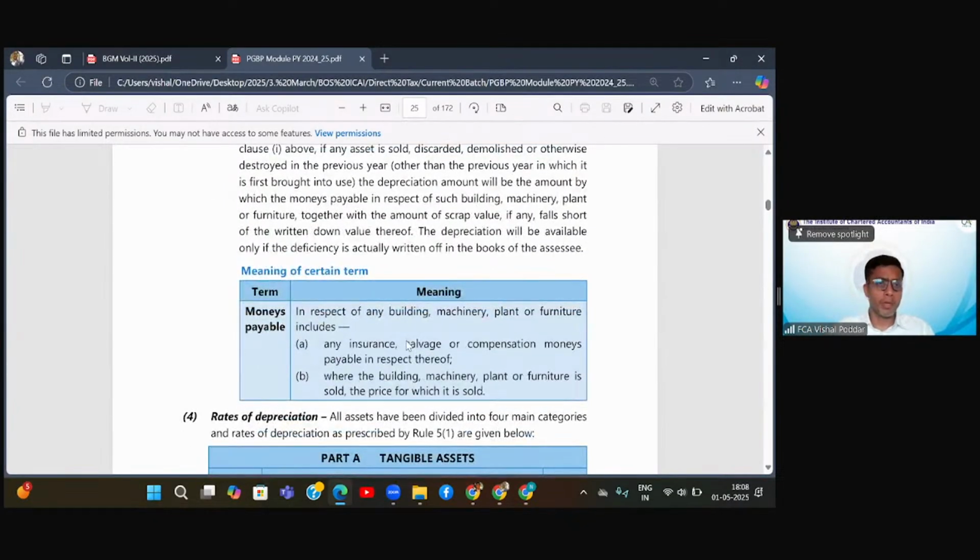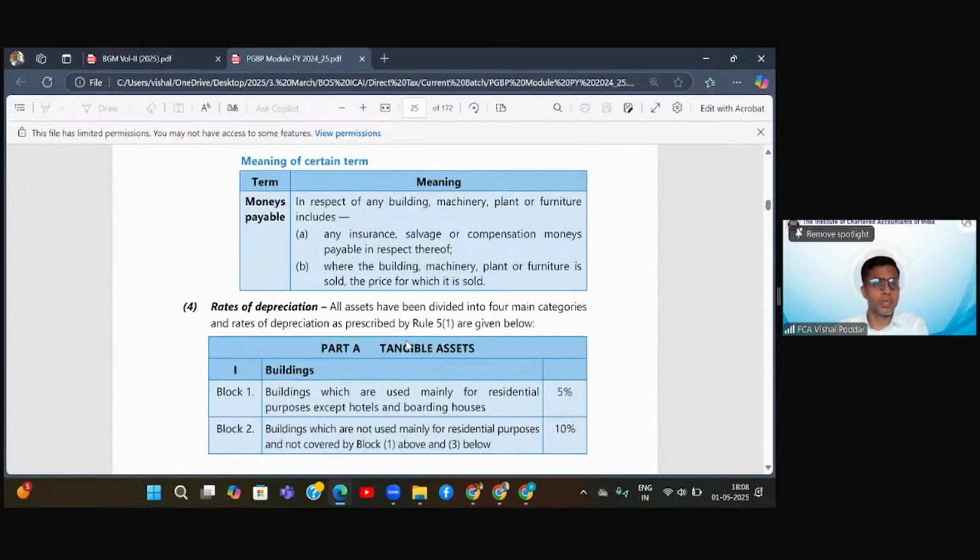Then there is this concept of monies payable. What is monies payable? If you remember, in our working of depreciation, we take the opening WDV of the block. To that, we add the actual cost of the assets which are purchased during that particular financial year. And from that, we have to subtract the sale value of the assets which are sold. You remember this? Now, this sale value which we have to subtract is over here referred to as the monies payable. So monies payable, technically, in simple words, is nothing but the sale value of the assets which you have sold during that particular year, which you have to subtract.